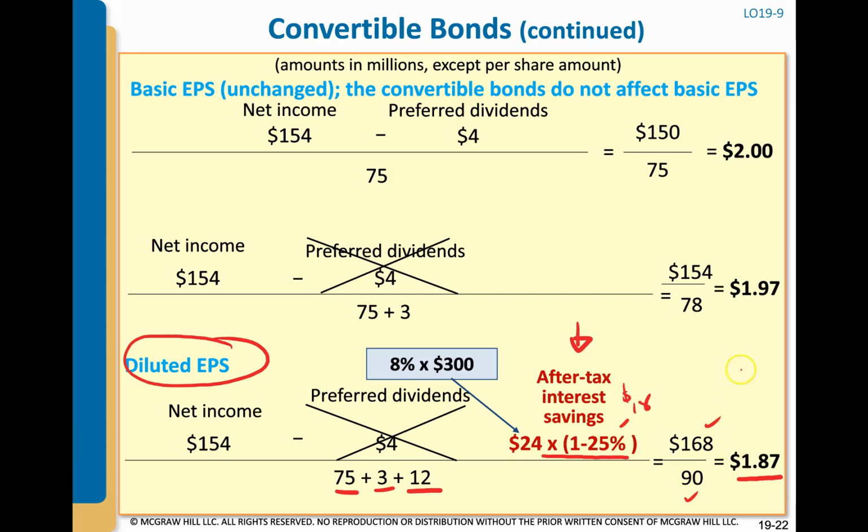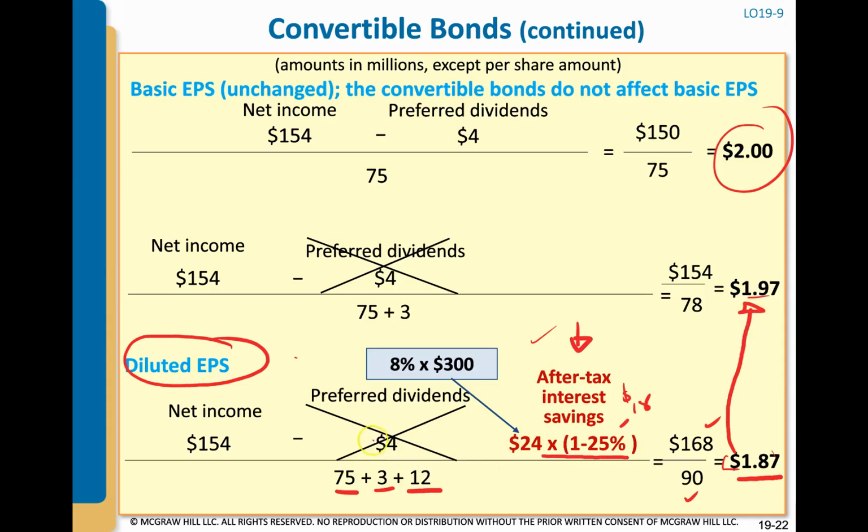In this situation, I just wanted to point out that this $1.87 is compared against the previous layer of EPS, which is $1.97. If it's less, then we include the conversion of the bonds in our diluted EPS. Do not compare this layer to the basic EPS. You have to always compare it to the previous one.